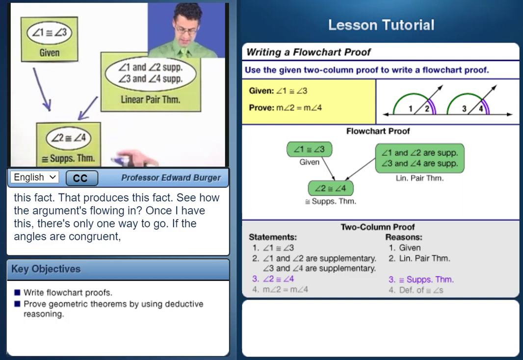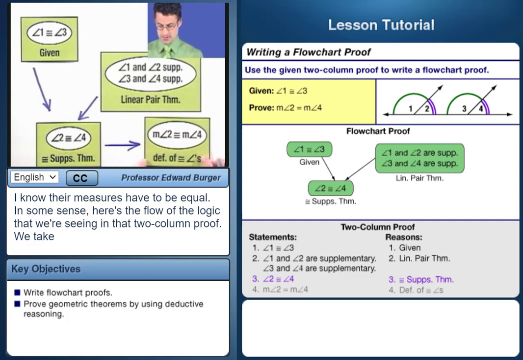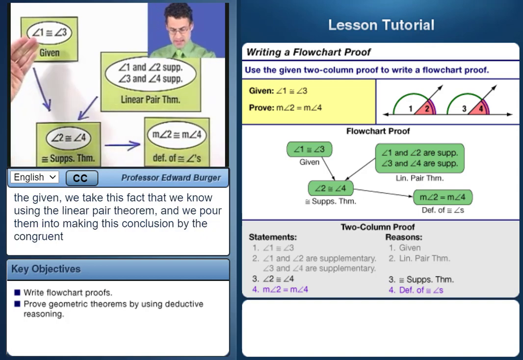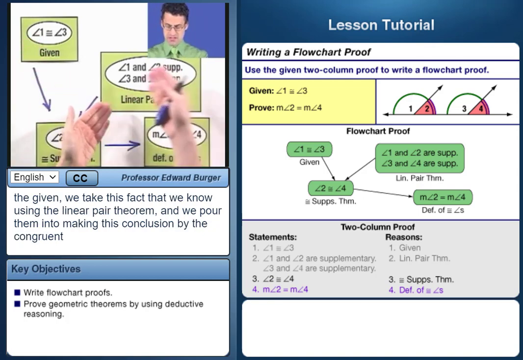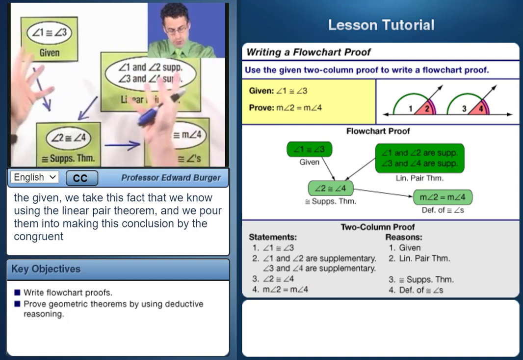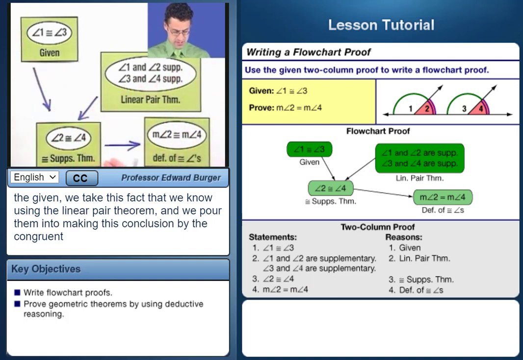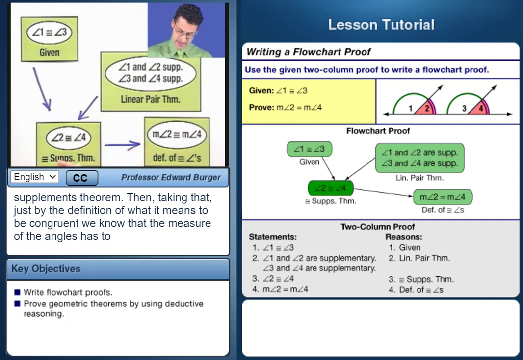And then once I have this, there's only one way to go. If the angles are congruent, I know their measures have to be equal. And so in some sense, here's a flow of the logic that we're seeing in that two-column proof. We take the given, we take this fact that we know using the linear pair theorem, and we pour them into making this conclusion by the congruent supplements theorem. And then taking that, just by the definition of what it means to be congruent, we know that the measures of the angles have to be the same.